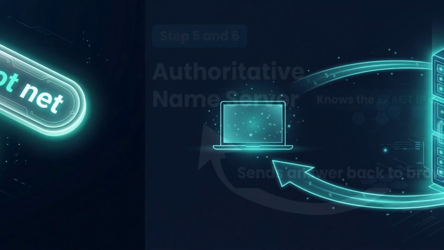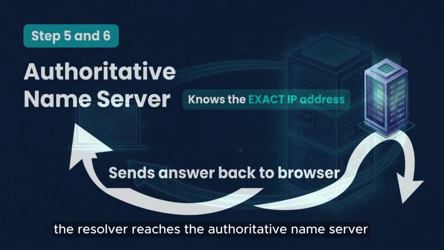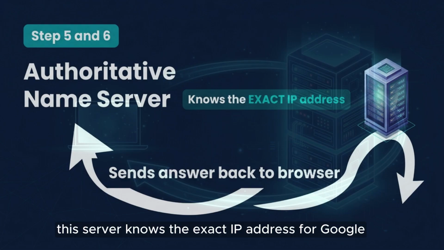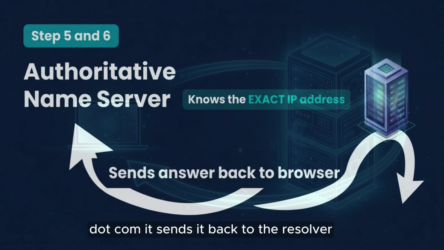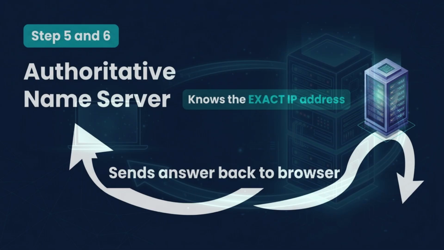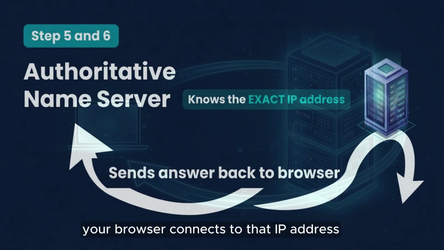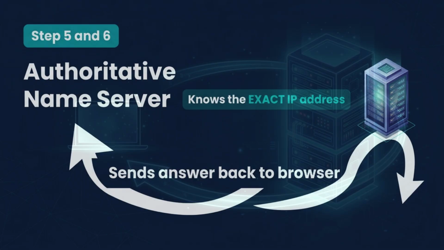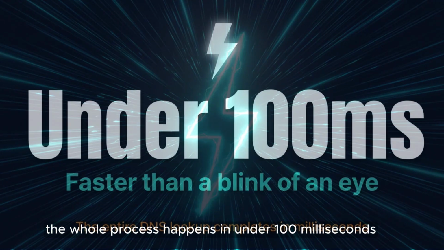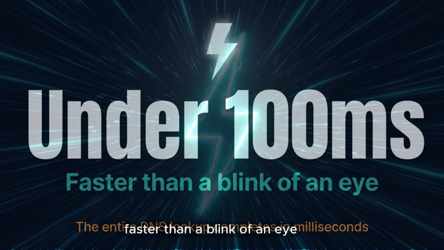Step 5. Finally, the resolver reaches the authoritative name server. This server knows the exact IP address for google.com. It sends it back to the resolver. Step 6. The resolver sends the IP address back to your computer. Your browser connects to that IP address, and Google loads on your screen. The whole process happens in under 100 milliseconds, faster than a blink of an eye.